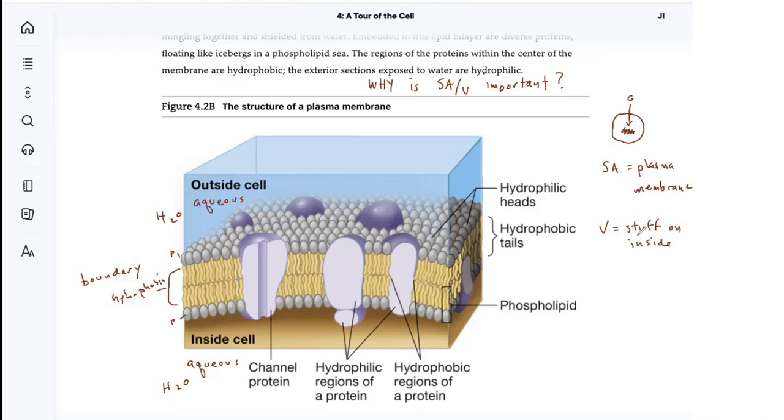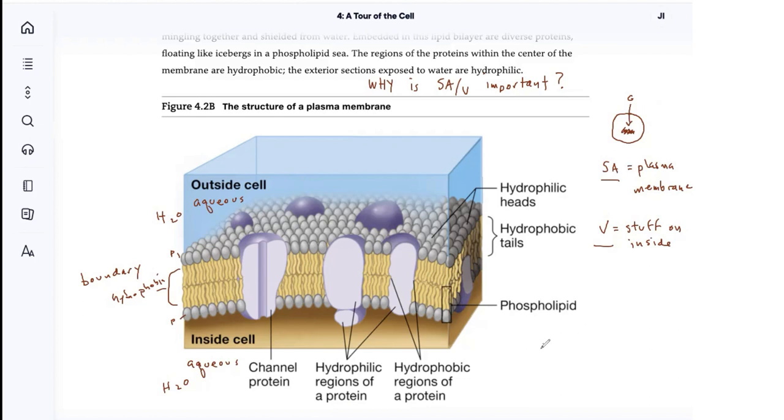It's like the volume of the cell is the stuff that needs to be fed. The plasma membrane is the structure that is feeding the cell, right? So what I'm saying here is that we've got a ratio of organ that feeds the cell and cell that needs to be fed, right? So if you have a high surface area to volume ratio, you've got a lot of access to the nutrients that are on the outside.